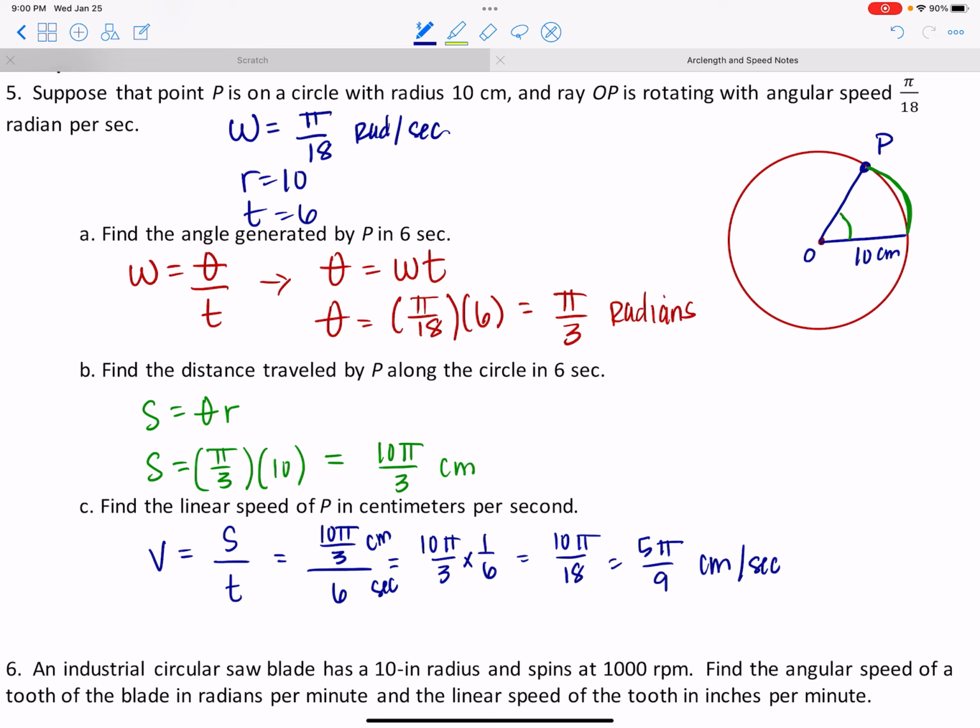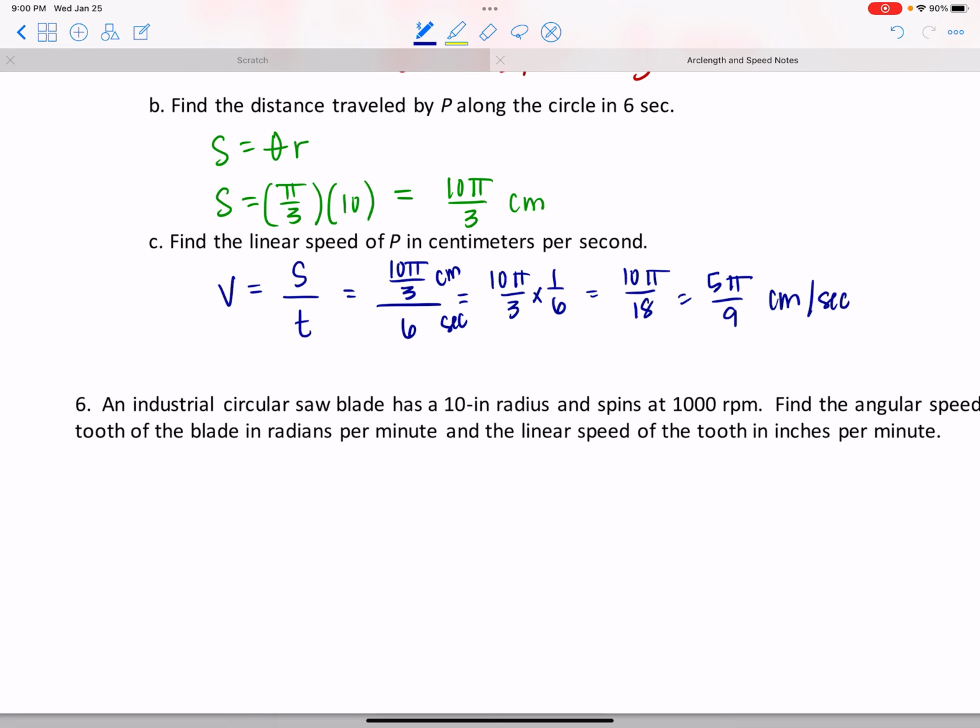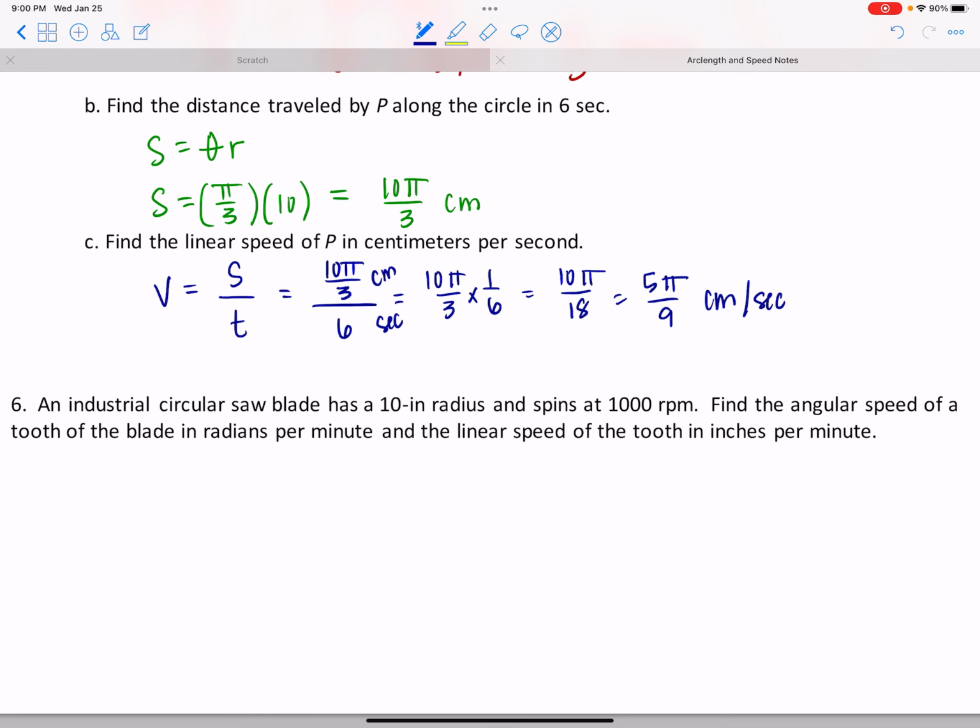Okay? Alright, one last problem, and then you can be done with me. The last one says an industrial circle saw blade has a 10-inch radius and spins at 1000 RPM. Find the angular speed of a tooth of the blade in radians per minute and the linear speed of the tooth in inches per minute. So based on some very limited information, we're trying to find angular speed and linear speed.